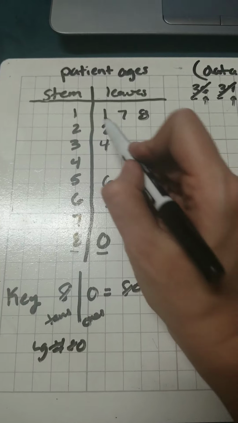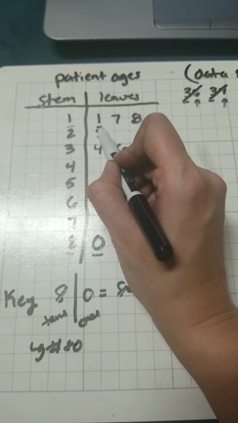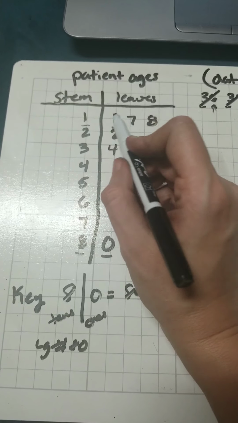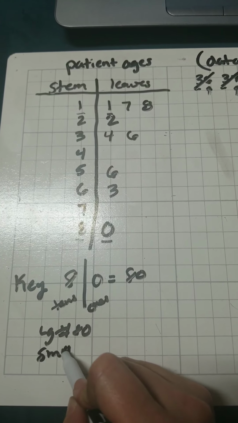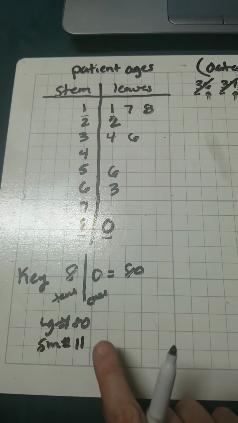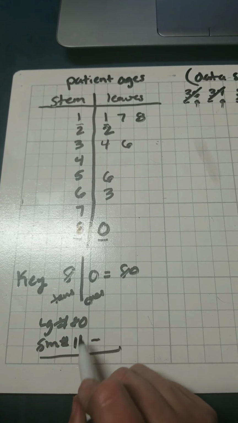And then our smallest number is the very first leaf and the very first stem. So the first leaf is 1, first stem is 1, so the smallest number in this data set is 11. So in order to find the range, I'm going to find the difference between these two numbers. So 80 minus 11.